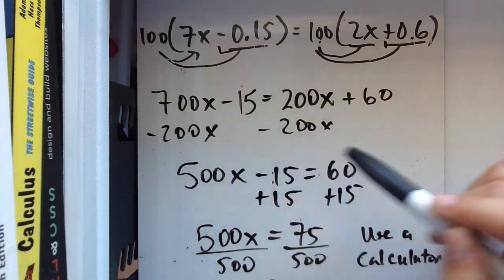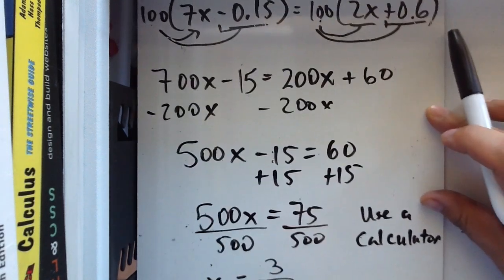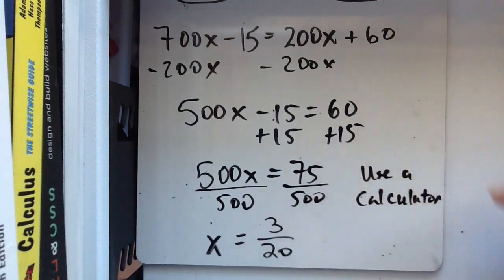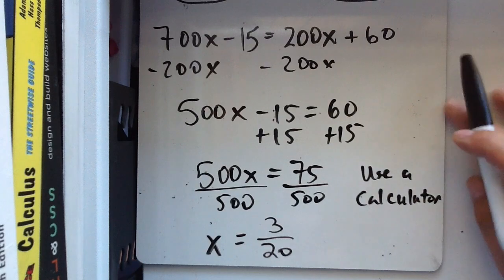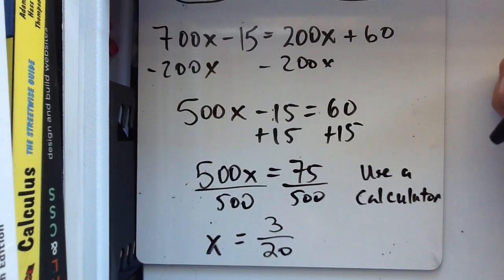Take away 200x from both sides. I'm left with 500x minus 15 equals 60. I add 15 to both sides, and then I undo multiplication by dividing both sides by 500. And at this point, I'm going to go ahead and use a calculator. I use Desmos, and this was my fraction.